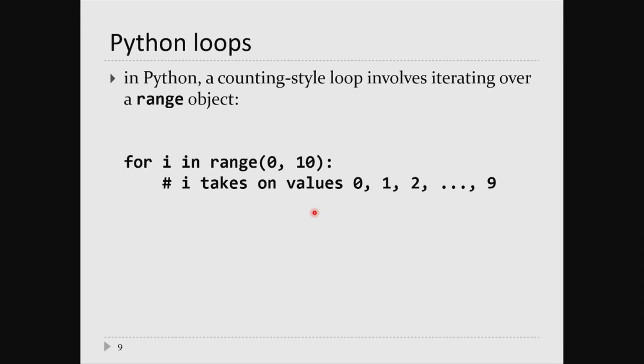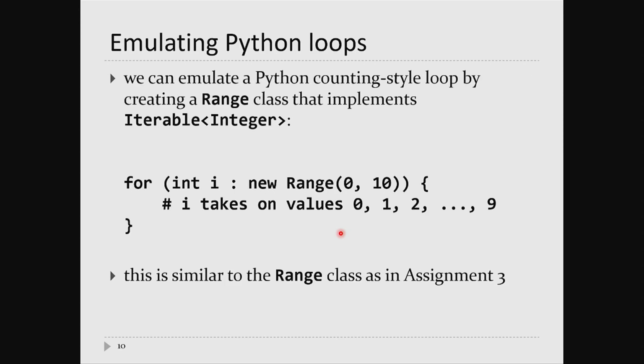Now in Java, you have to do something like for int i equals 0, i is less than something, i plus plus, which is a lot more verbose. You have to write a lot more to get the same thing done. So can you replicate what Python does in Java? The answer is yes, but you shouldn't do it. But you can do it. You can emulate the Python counting style loop by cooking up your own range class.